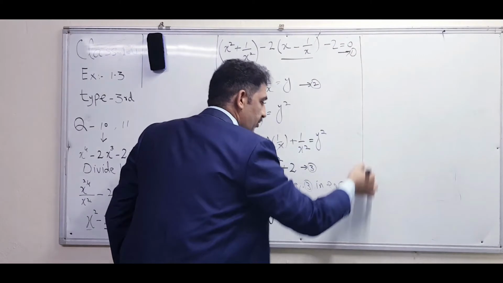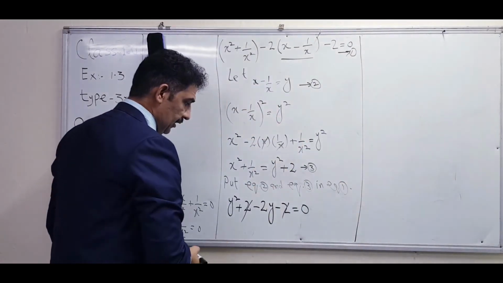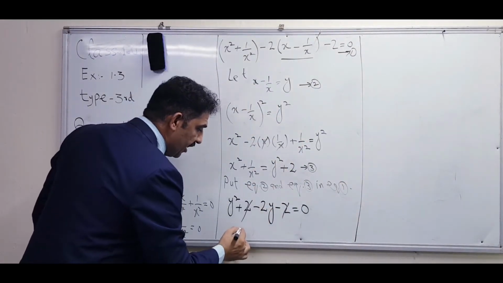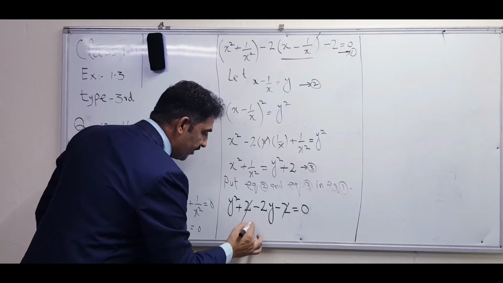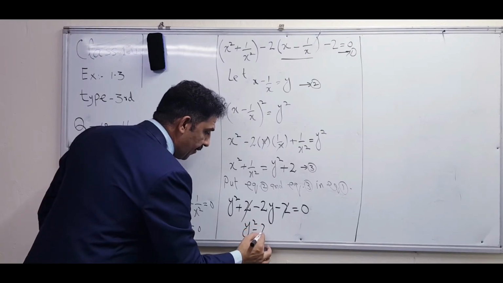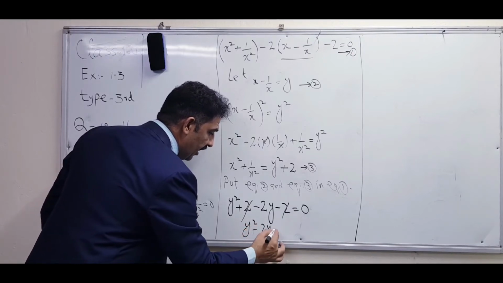Otherwise I can also write it here. y square minus 2y is equal to 0.